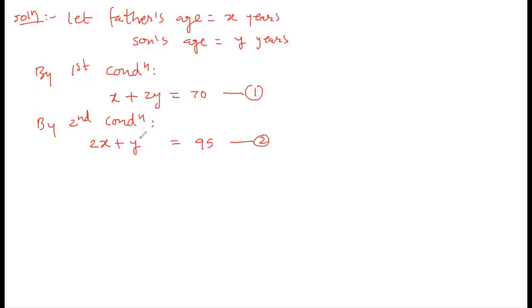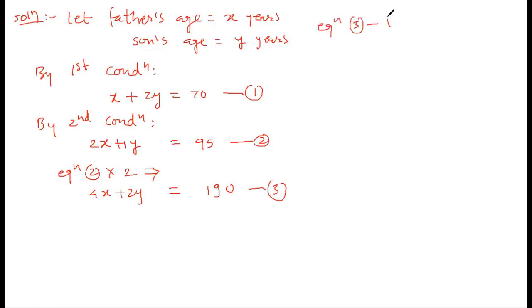So let's make the coefficients the same. Here the y coefficient is 2, here the y coefficient is 1. So we multiply equation 2 by 2. So it becomes 4x plus 2y, 2 fives are 10, 190. Now let's subtract equation 1 from equation 3. So I'm going to write here equation 3 minus equation 1: 4x plus 2y equals 190 minus x plus 2y equals 70.